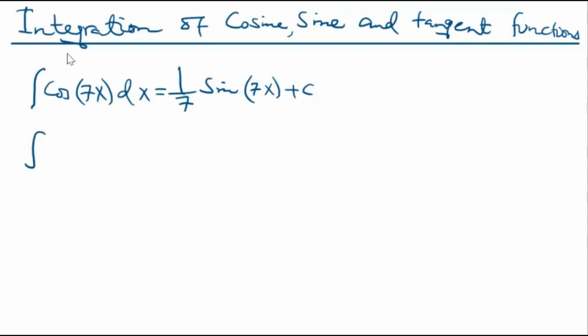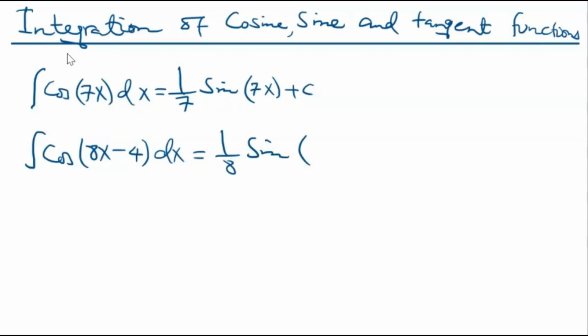So let's look at another example on cosine again. In this case, an expression with a constant. Again, the coefficient of the x becomes a fraction, so 1 over 8. The cosine becomes sine, and we write the expression, which is 8x minus 4, plus c, which is the constant. So that was the cosine.